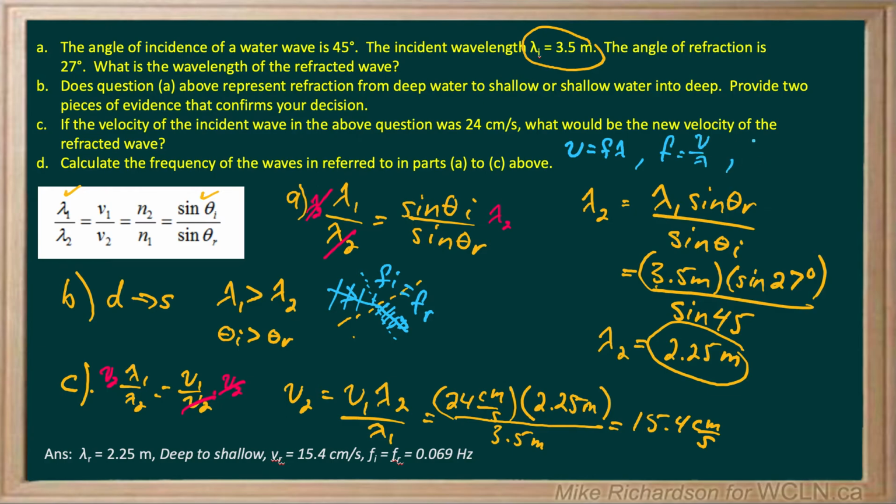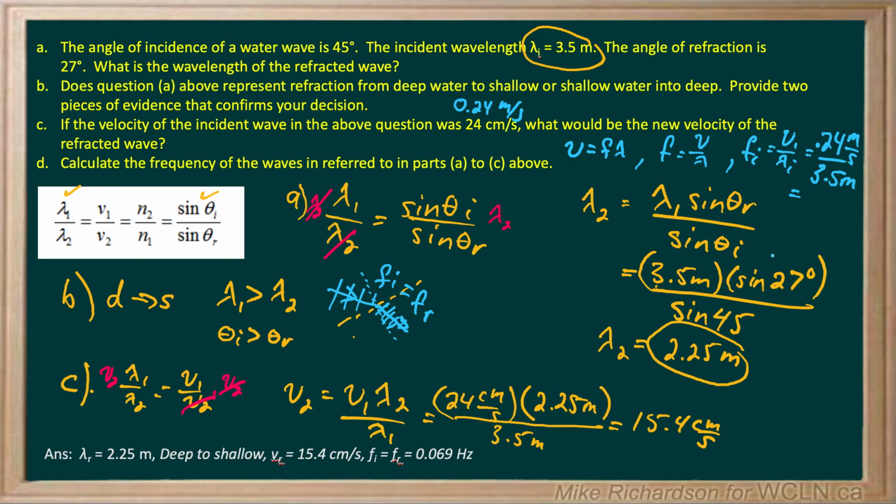So if I use the incident side, F incident should be V incident over lambda incident. And they give you both those. V is 24 and lambda was 3.5. Now notice lambda is in meters and my velocity was in centimeters per second. So I should convert my velocity to match, because ultimately we want to get rid of the meters and have 1 over seconds as my answer. So 24 centimeters per second is 0.24 meters per second. So I'm going to change this top one to 0.24 meters per second.